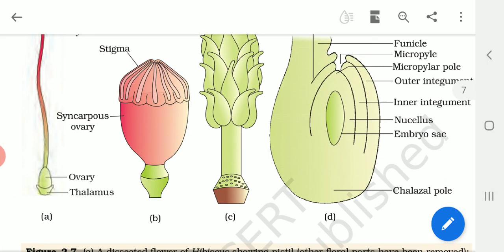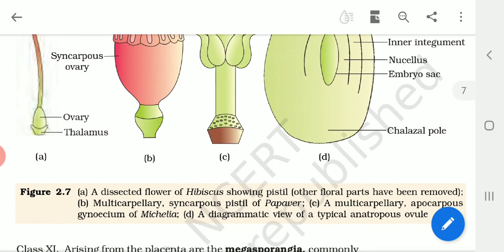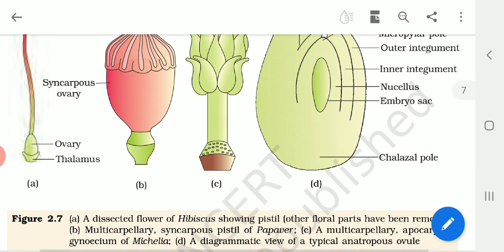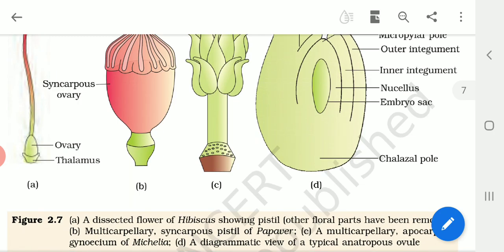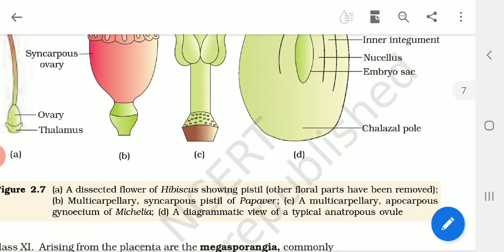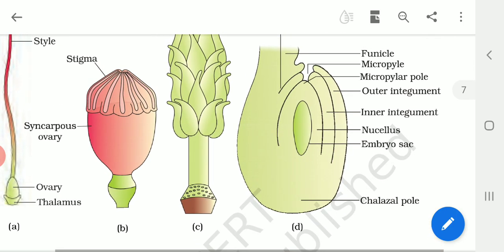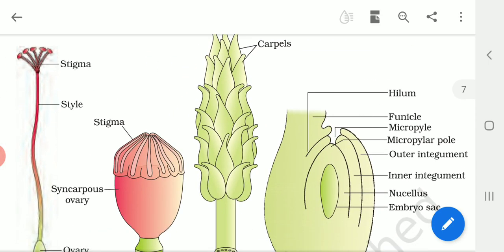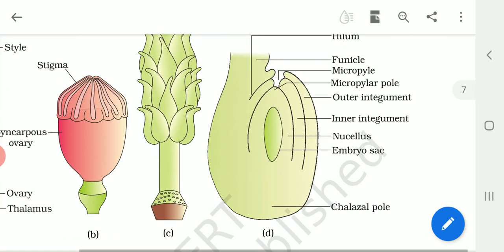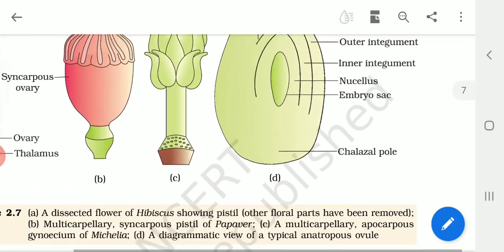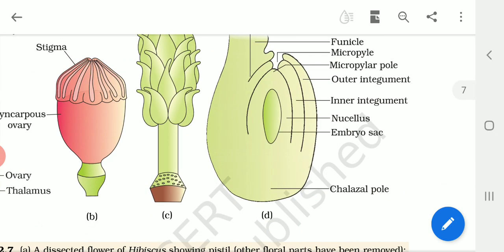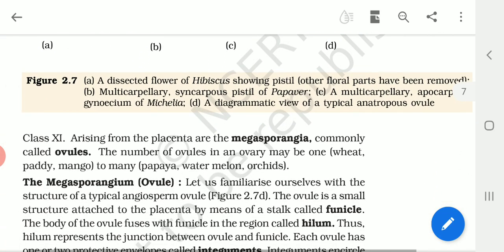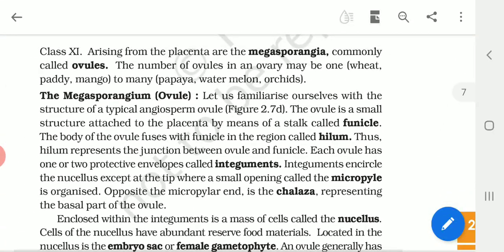Now let us see some of the diagrams. In diagram B, we have a multicarpellary syncarpous pistil of Papaver somniferum, a plant that gives us drug. And then we have a multicarpellary apocarpous pistil in Michelia. You can see here the carpels are free. And diagram D shows a single ovule. Ovules are found inside the ovary, borne on the placenta, in the ovarian cavities, otherwise called locules.